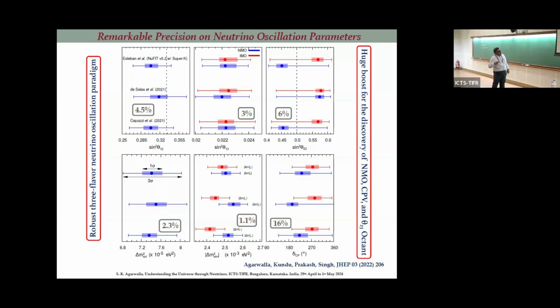You can see this is by Esteban et al., which is the new fit. This is from Capozzi et al., that I just talked about, and this is by the Valencia group. So you can see, you take any parameter, the best fit values and the allowed ranges are more or less similar if you go with all these 3 global fit studies. And this is the relative 1 sigma precision in measuring this parameter. This tells you that global fit is very robust.